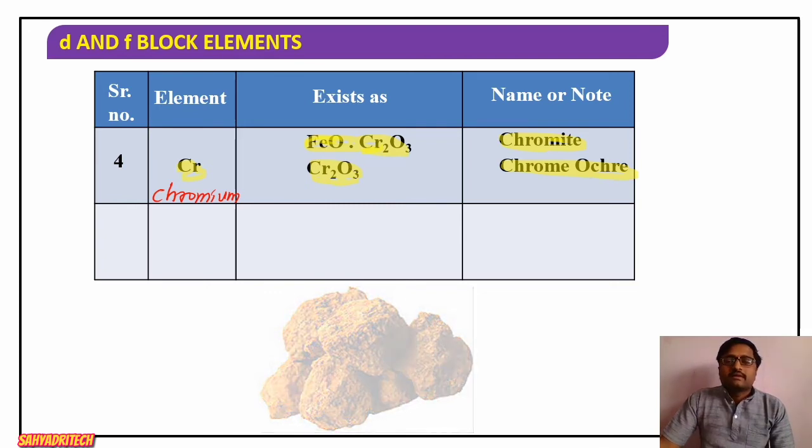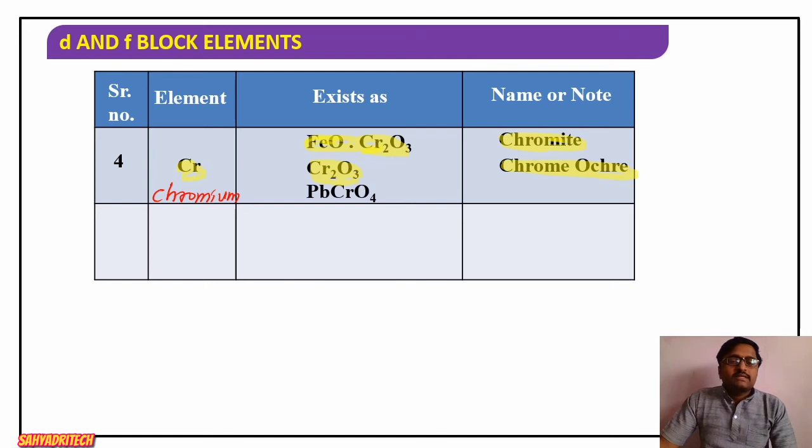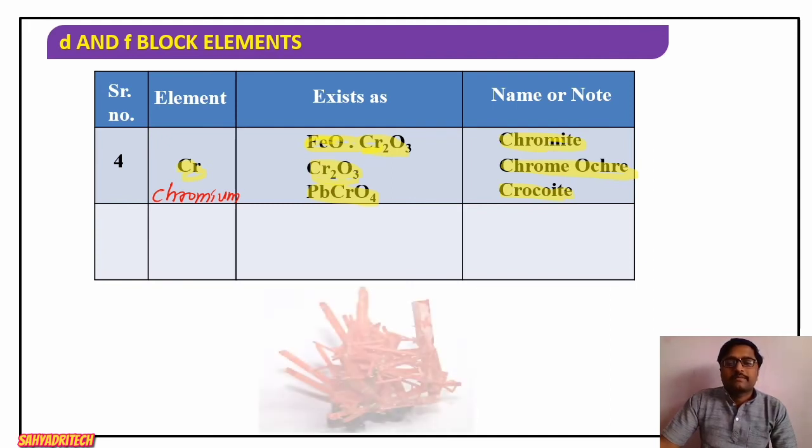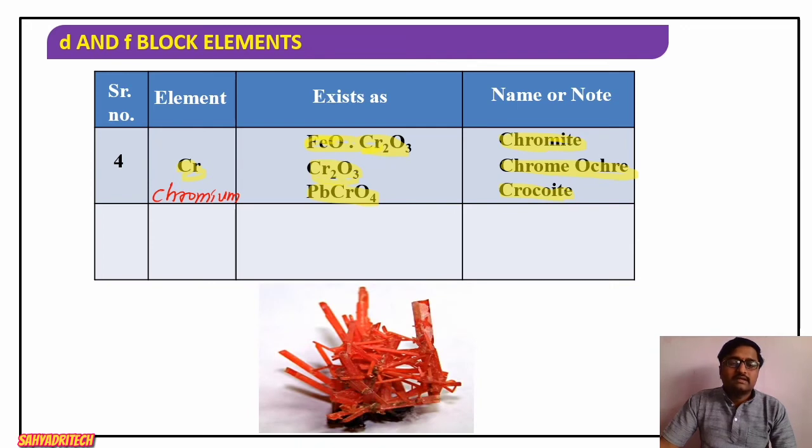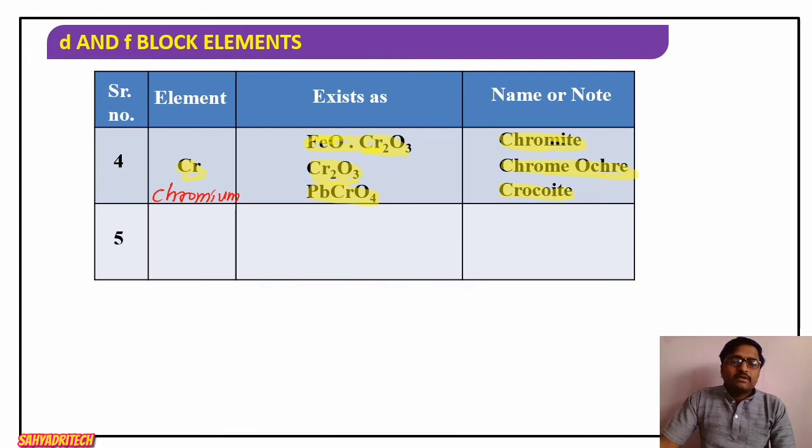PbCrO4 is one more ore of chromium, lead chromate, commonly called crocoite. So chromite, chrome ochre and crocoite are the ores of chromium. Here is a diagram of crocoite. Now coming to the next element, manganese. The symbol is Mn, and it is named manganese.